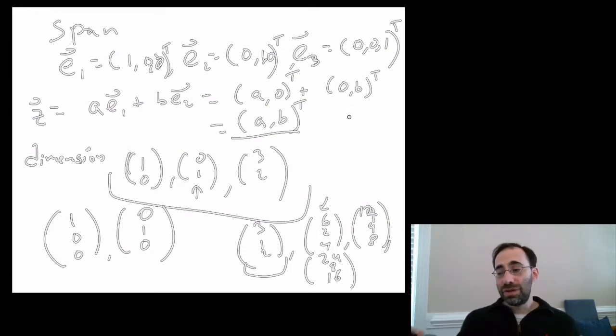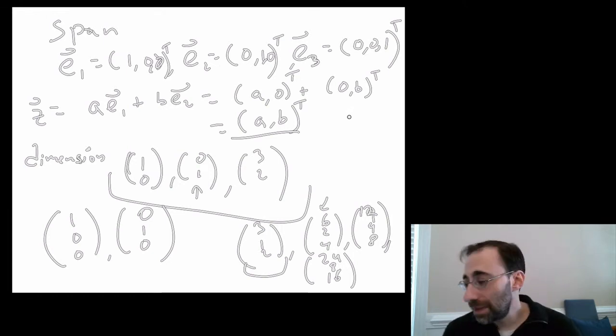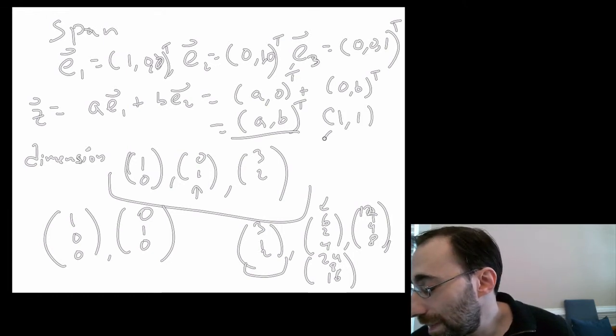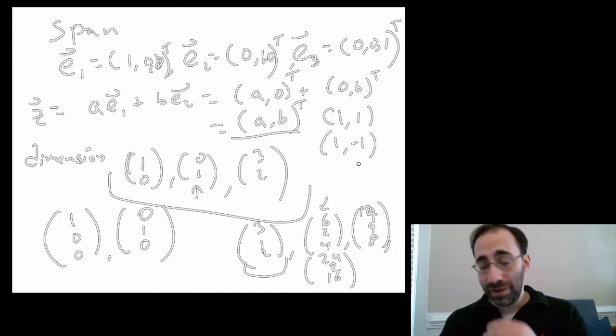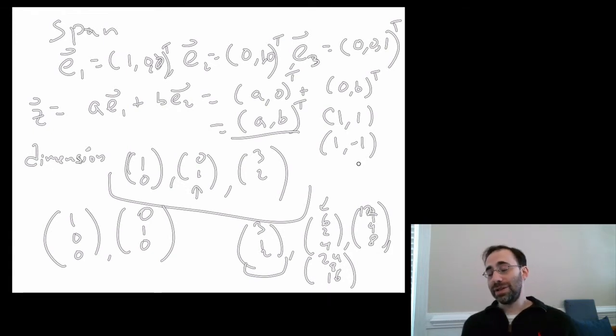Note from all these examples, you don't need 0, 1, 1, 0, whatever to span a space. For instance, 1, 1 and 1, negative 1 also span 2-dimensional space. They are linearly independent. They span the space. You can write anything you want by either adding or subtracting combinations of these things. To see that, if you just add them, you get 2, 0. If you subtract, you get 0, 2. And then you can get whatever you want from those numbers.